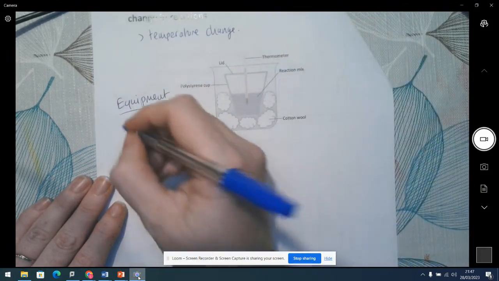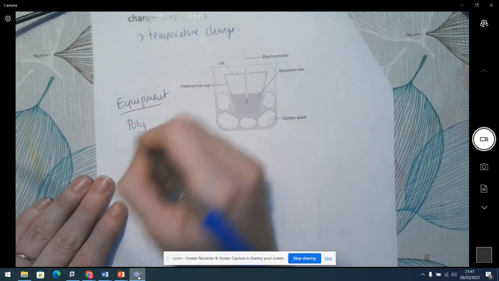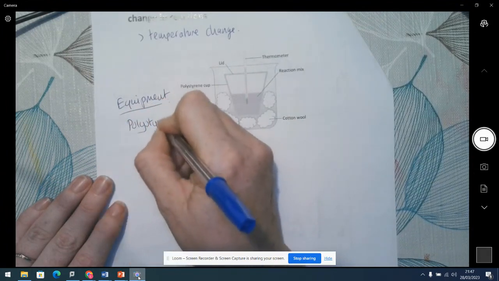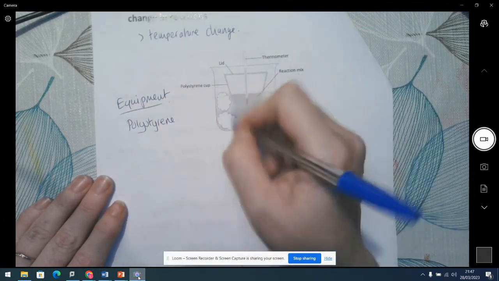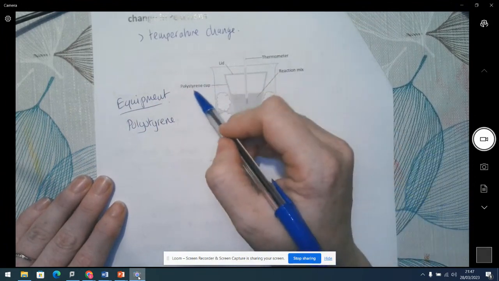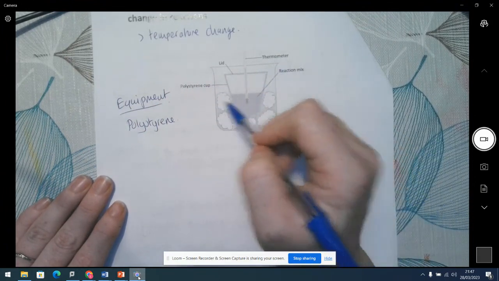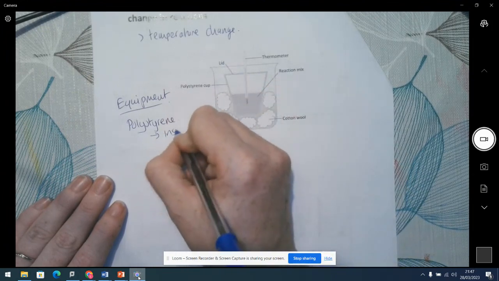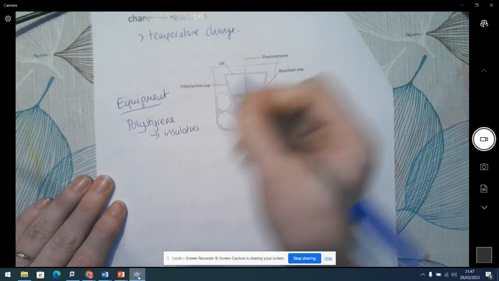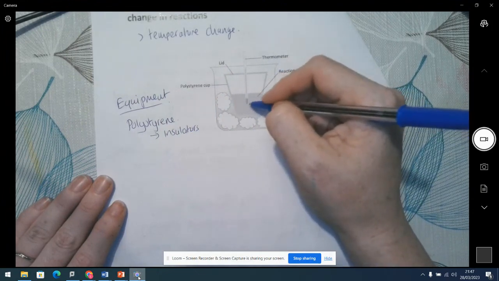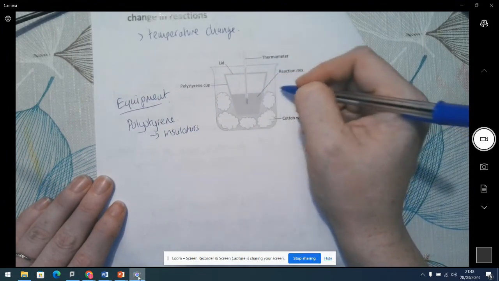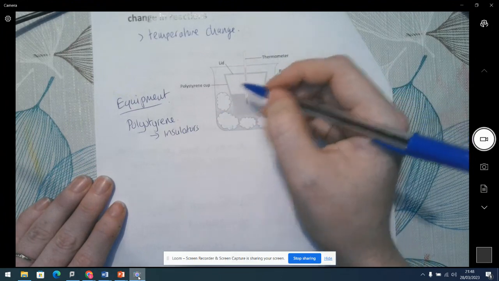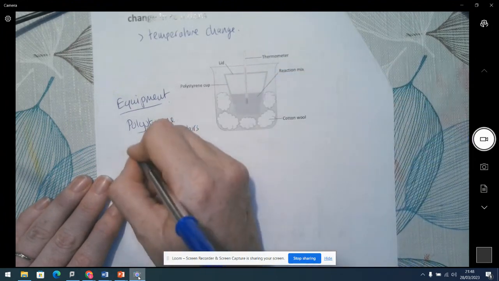So as you can see from the diagram, we have our polystyrene cup, and again, I've seen questions where they ask you what's wrong with the experiment, and they might use a glass beaker, for example. So polystyrene cups we know are insulators. Therefore, any energy change taking place in the reaction will stay in the reaction rather than being lost to the surroundings. So an important piece of equipment.